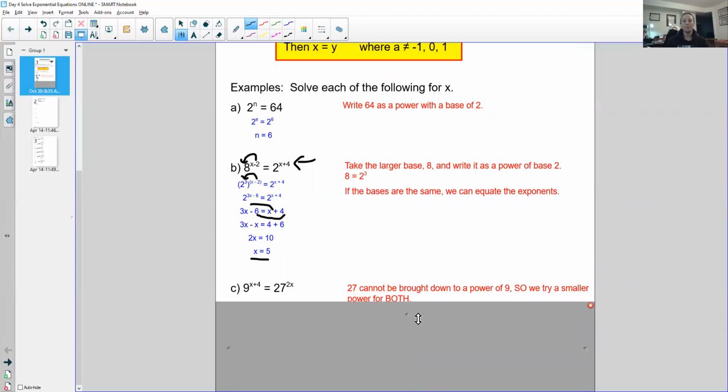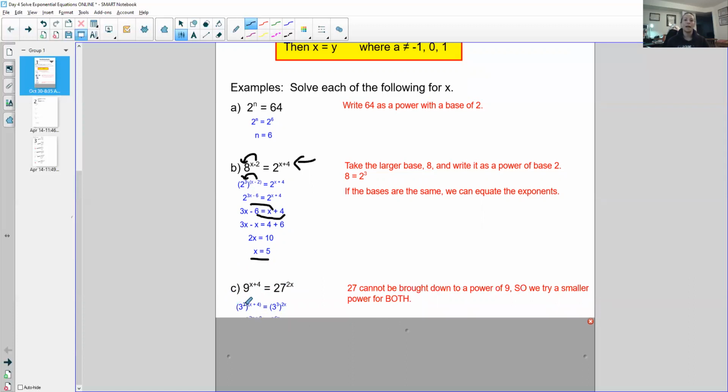Okay, last example. 9^(x+4) equals 27^(2x). You should notice that there is no way that I can write 9 as a power with base 27, or 27 as a power with base 9, so that the bases are the same. So in this scenario, you're going to have to change both the 27 and the 9. Both of them are powers of 3. So I can write 9 as 3 squared, and I can write 27 as 3 cubed. 27 can't be brought down to a power of 9, so we're going to try a smaller power for both. So simplify both sides.